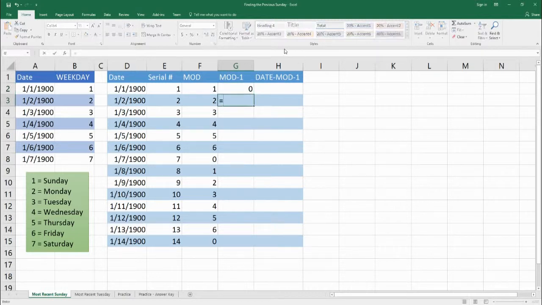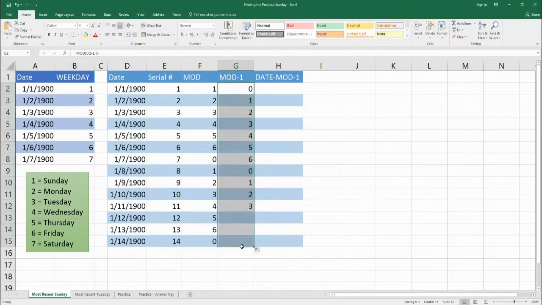Okay, so one more time. The modulo of the date January 2nd, 1900, which is a 2, minus 1 with a divisor of 7, gives us the new modulo of 1. So the serial number of 2 minus 1 is a 1. 7 goes into the number 1 0 times with the remainder of 1. Okay, so we drag that down and we get the new pattern of 0 to 6, 0 to 6.